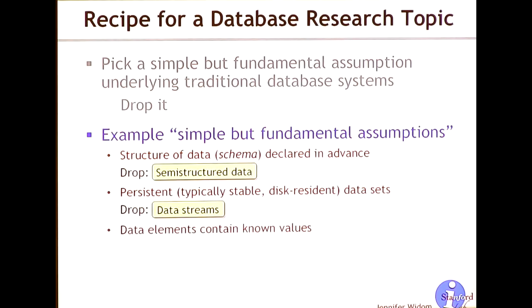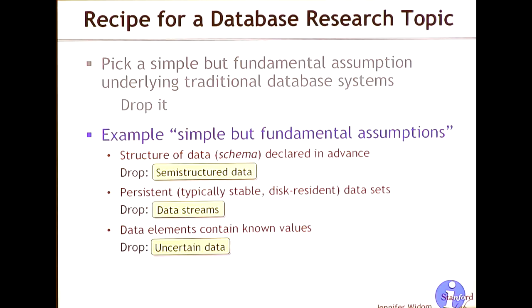Two more examples. One of them is that data elements contain known values. If you think of a traditional database, it's going to have in the cells a number, a name, a photograph, whatever. But the truth is, in a lot of databases, the information is not always so precise. So we worked in an area called uncertain data, where you might not know precisely what the values are. Maybe they take a range. Maybe they're one of two possible values. Maybe some data is present or absent. I'm going to dig into this area a little bit later on.